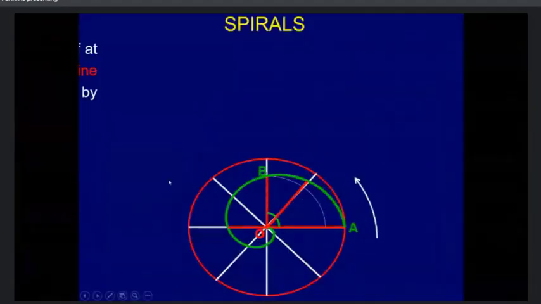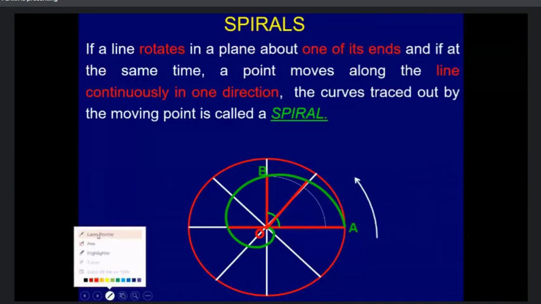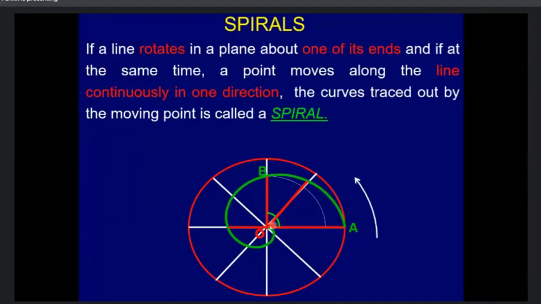As you can see in this example, this is a particular line OA. This line is rotating like this. As a result, there is a point A on this line which is moving. As this line OA is rotating in an anti-clockwise direction, this point A is moved to the inside. That is, this point A is traveling to the point O.